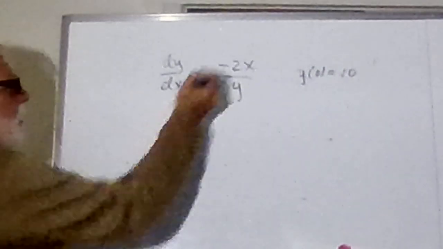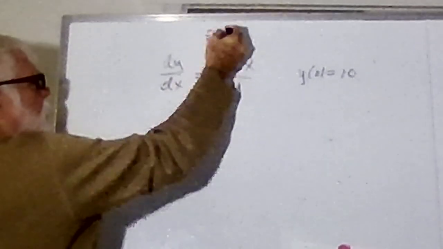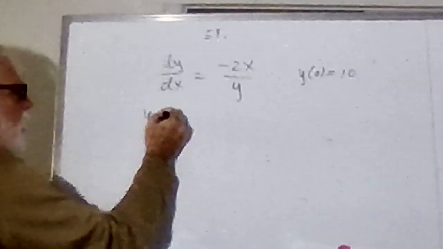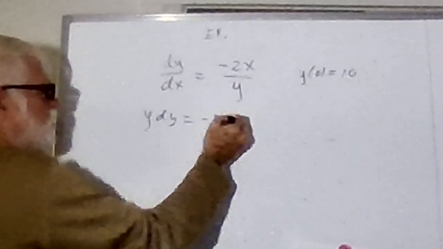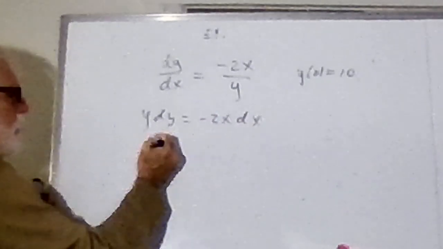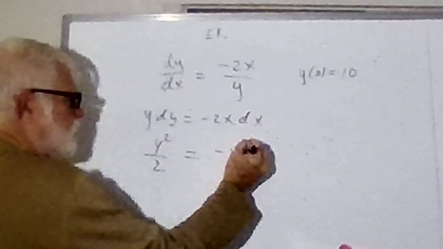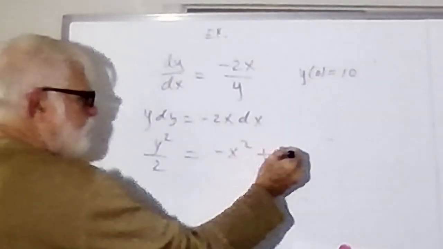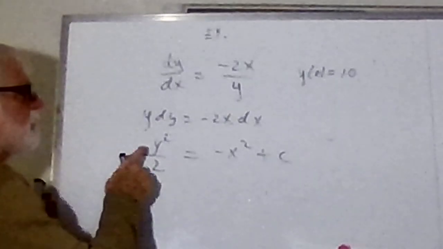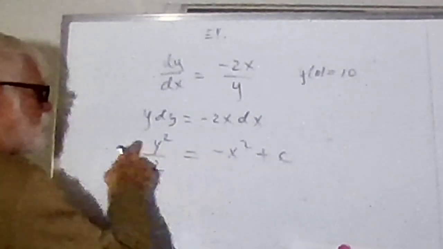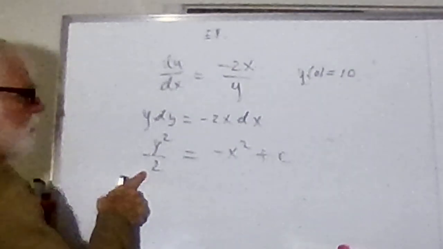I'll just do the problem. I think we're going to get an ellipse. All right, so we got our y dy. We got our minus 2x dx. Integrating gets us y squared over 2, bringing our constants to that side, minus x squared plus c. We can find c now by putting in a 0. So c is equal to 100 divided by 2, which is 50.